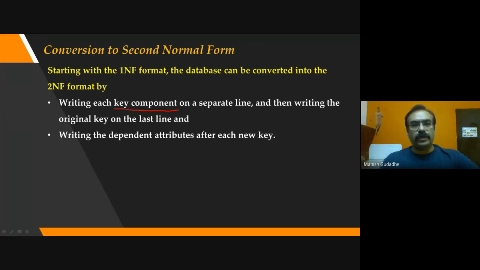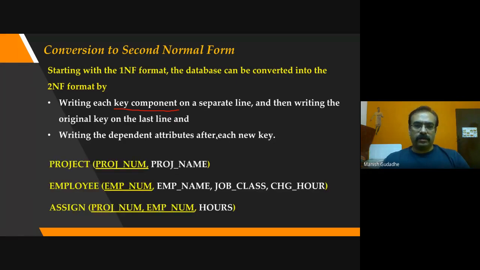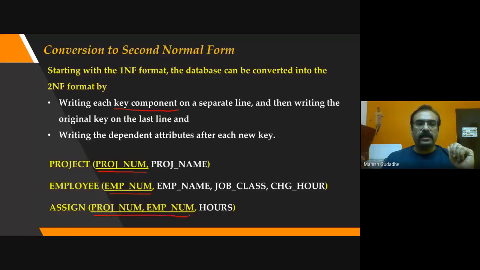So how is the previous one converted? Project number key component we have written, and at last we have written the original key. Secondly, write the dependent attributes after each new key. What is dependent on project number is project name. Only project name was dependent on that.